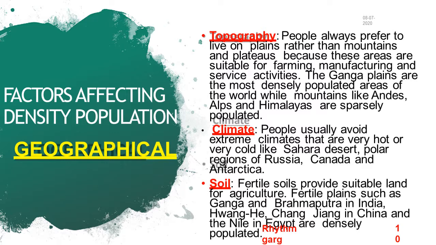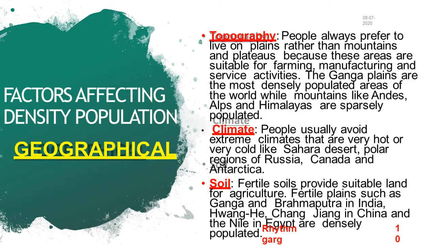This term is itself understood. Next is climate. People usually avoid extreme climates like extreme hot or extreme cold, and they prefer to live in climates which are suitable. If we talk about Sahara Desert, if we talk about the polar regions, people do not prefer to live in those areas because it is extremely cold or hot.